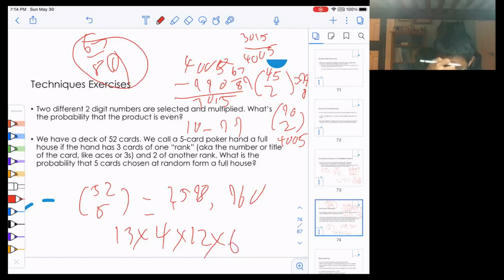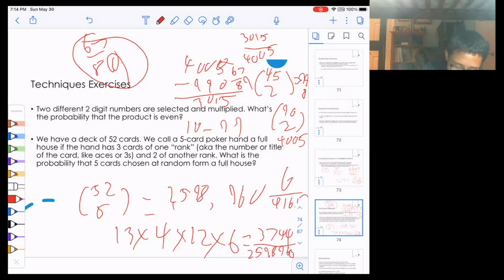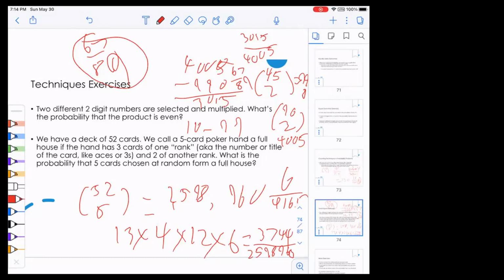So then the number of possible full houses is 3,744. And we just divide that by whatever we just got. And then we find the answer is 6 over 4,165. So this one's pretty hard to figure out, but the key thing here is you need to use the counting techniques you know how to do in order to find the number of possibilities for everything.